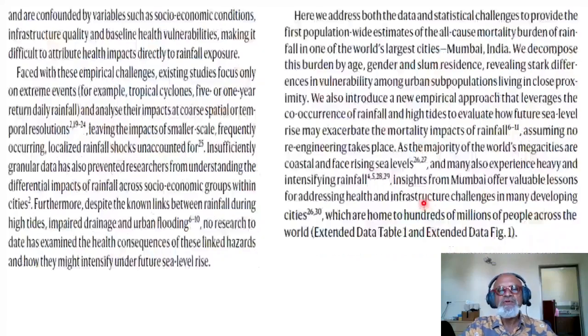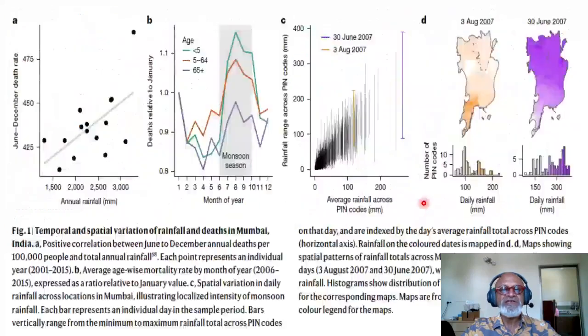Okay, so we will see quickly in the results that there is a lot of statistical analysis involved in actually disentangling heavy rainfall related deaths from other factors that occur during the monsoon season as well. But you can see that if you look at rainfall from June to December, death rates, per 100,000 or so, as annual rainfall increases, the number of deaths during June to December increase.